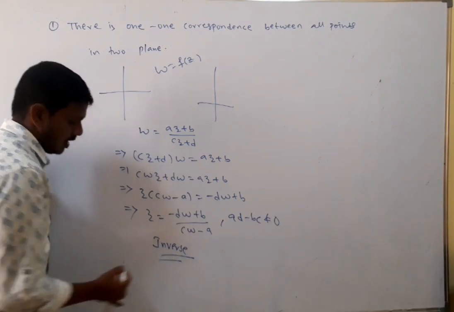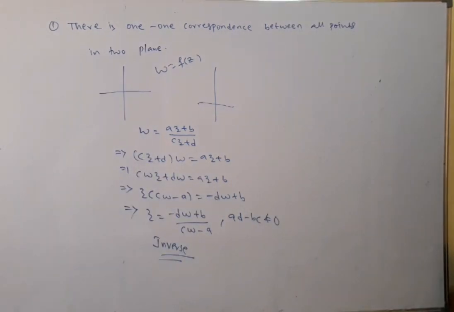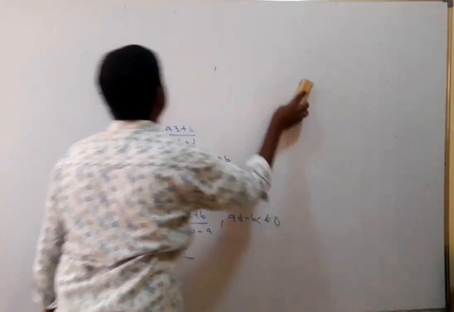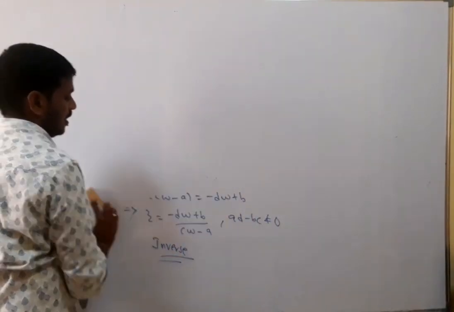It is the inverse transformation. Next definition. These are the important points. Fixed points are the invariant points of the bilinear transformation.